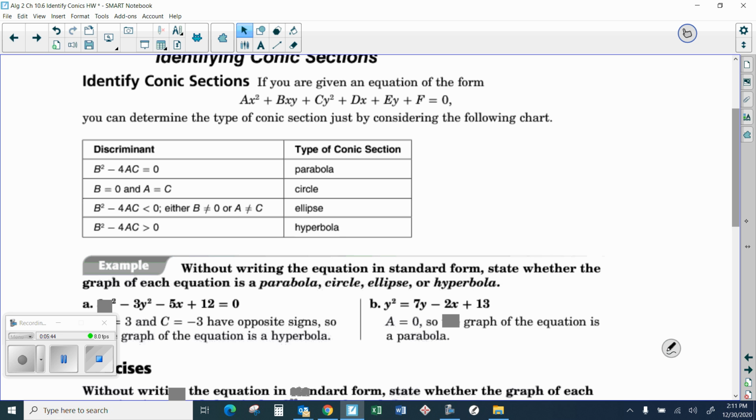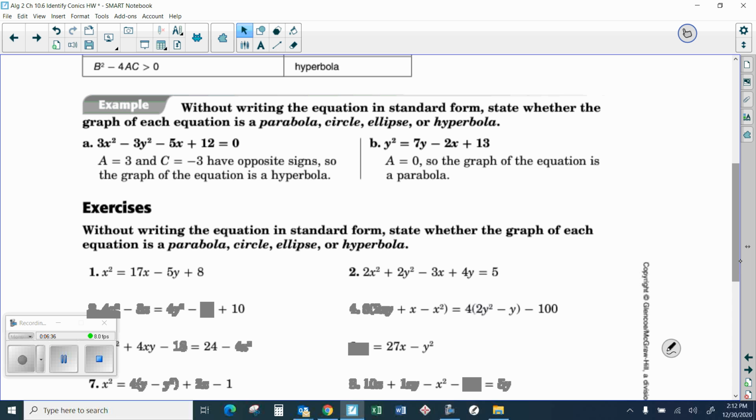Identifying conic sections. If you're given the equation, you can determine the type of conic section just by considering the following chart. So this is another way. I've never remembered it this way ever. I think I might have been taught it, but it's way too hard to remember all this. I'd have to remember the order: Ax squared plus Bxy plus Cy squared plus Dx plus Ey plus F. I have to put it in that order and then apply the discriminant rule to these right here. So you can do that if you want to memorize that. I just showed you how I would identify it much easier from the equation on the last page. So notice it says without writing the equation in standard form, state whether it's one of these or not.